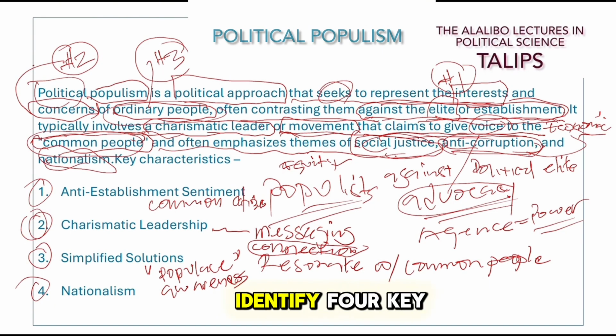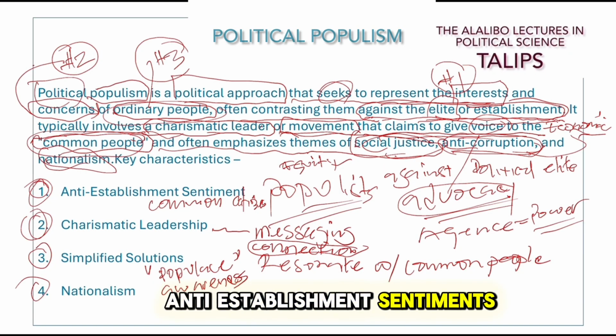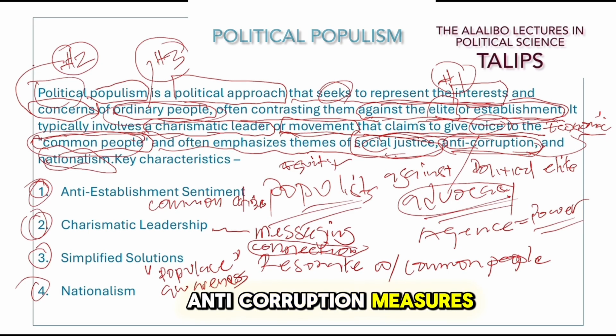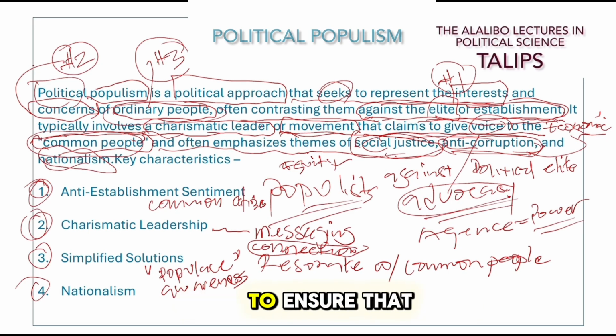And then we identify 4 key characteristics. Anti-establishment sentiments, ensuring that those sentiments stay alive, to ensure that they are keeping the establishment in check, to ensure that the establishment is aware of their presence and their need for social justice, their need for anti-corruption measures, and their need to ensure that the society is going in the right direction.